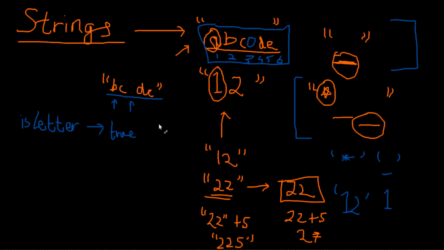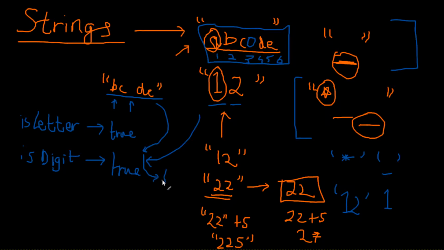Same thing goes for isDigit. Exact same thing. This checks whether the character that you're giving it is a number or something else. So if we take this string 12 here, then both of the characters in it, 1 and 2, will return true. If you take this BCDE string here, everything will return false because whichever character you take out of it, you're not going to get a digit. There's no digit there.